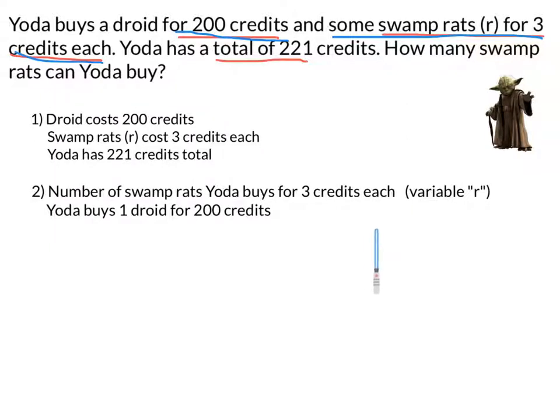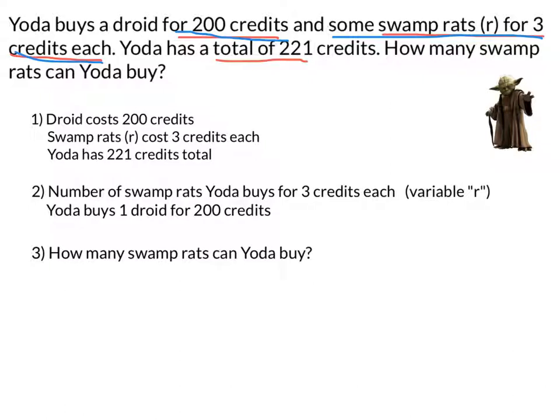Third, what is the question asking? And this is where you always look for a question mark, and that's going to be your clue. Here it says, how many swamp rats can Yoda buy? And that's exactly what we want to answer. How many swamp rats can Yoda buy?